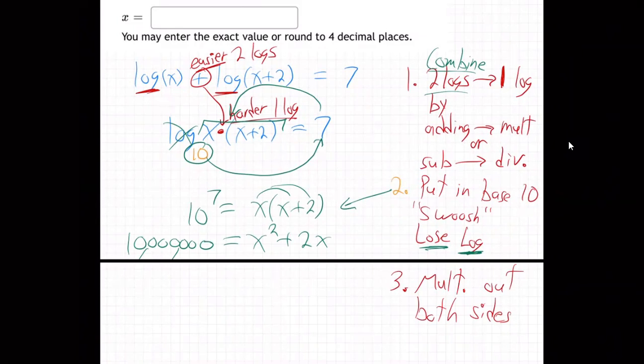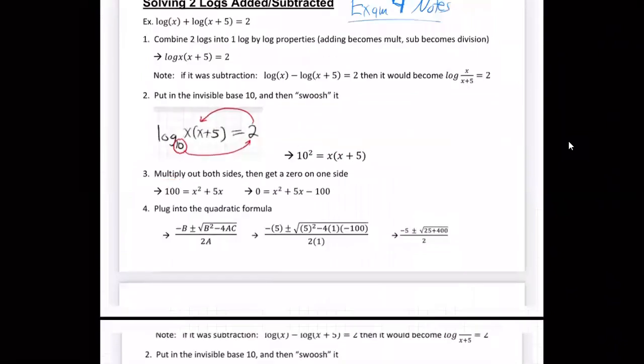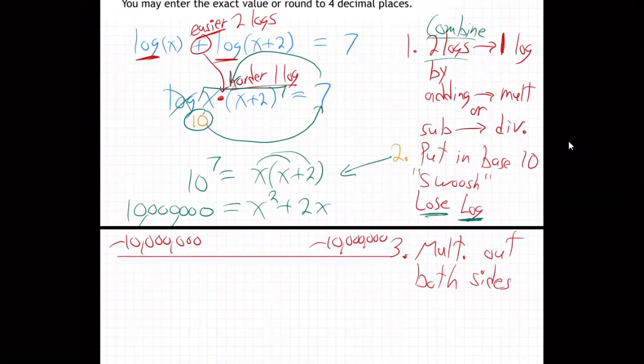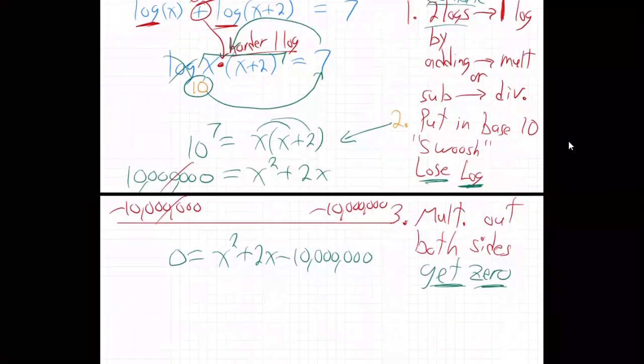Okay, and then it said get a 0, right? Didn't step 3 say that? Yeah. Multiply both sides, get a 0 on one side. So if I'm going to get a 0 on one side, easy way to go, let's just subtract 10 million from both sides. Right? So, boom, boom. So this is 0. This is x squared plus 2x minus 10 million, like that. Okay, so multiply both sides and get a 0. We did it. We got a 0 on one side.